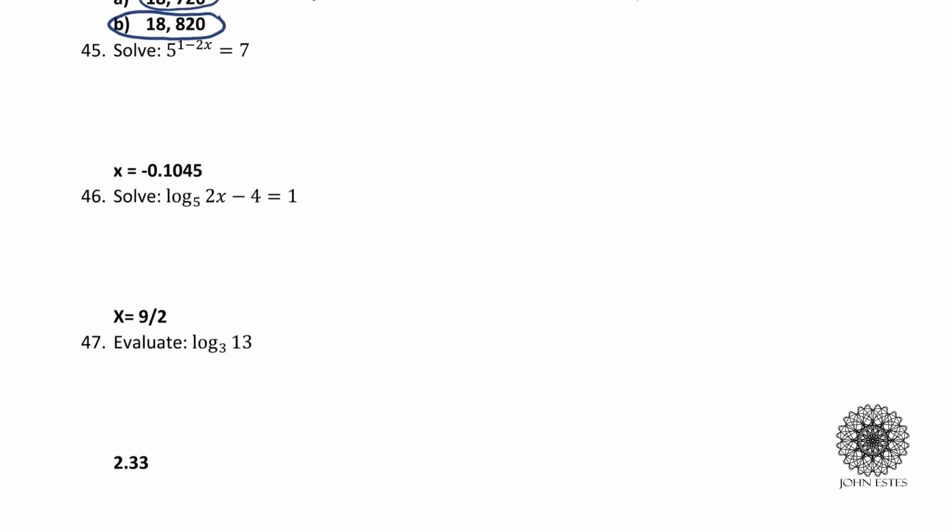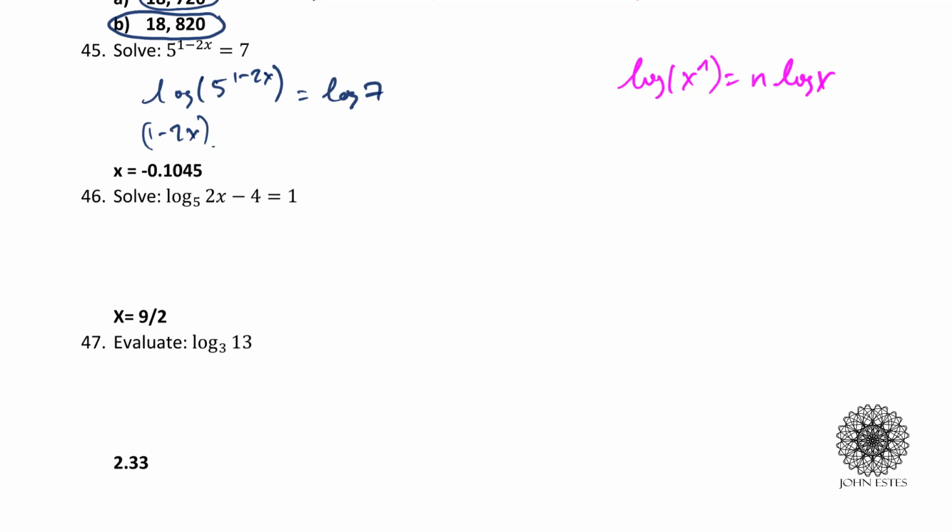All right, number 45, we want to solve 5 to the 1 minus 2x power equals 7. If you notice here, there is no way we're going to get a common base. So if you can't get a common base, the next thing you need to move to is taking logs of both sides. So I take the log of 5 to the 1 minus 2x power equals log 7. The reason I do that is because I have a property of logs that says log of x to the n power is the same as n times log x. That's the whole point of a logarithm, is I can take out the exponent. So this gives me then 1 minus 2x times log 5 equals log 7.